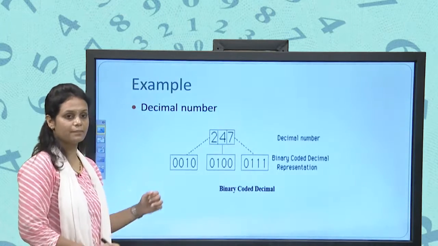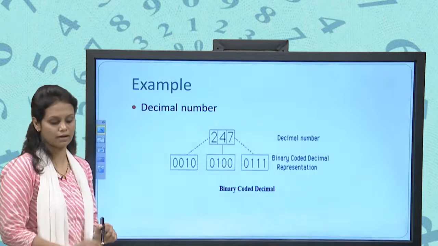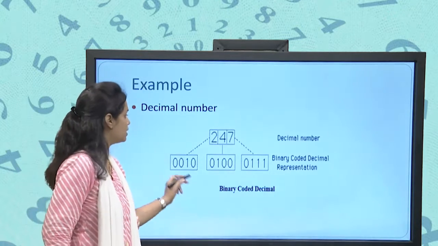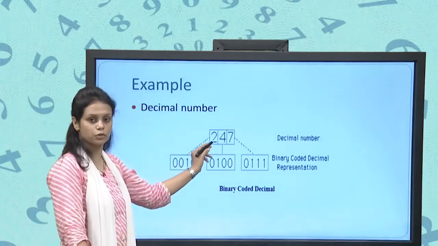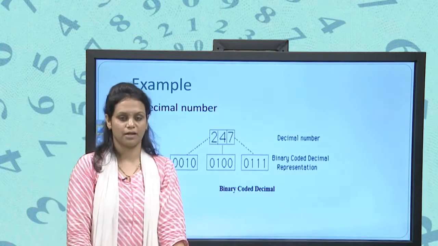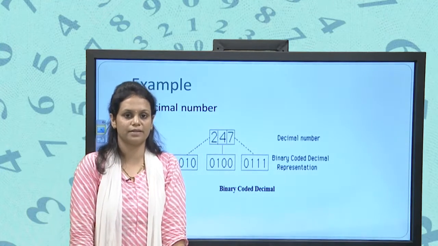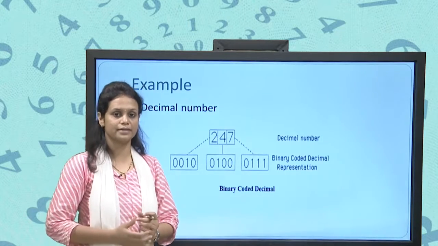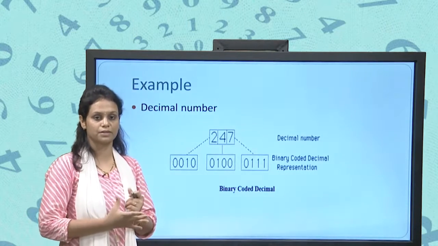Now this is the example of the binary coded decimal. How will we write our number, or how will we convert our number to the binary coded decimal? Now see, our decimal number is 247. This is our decimal number. What is the meaning of the decimal number? The decimal number is the base 10 number. Okay. Now what is the difference between binary coded decimal and the binary numbers?